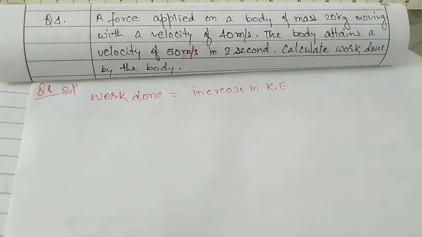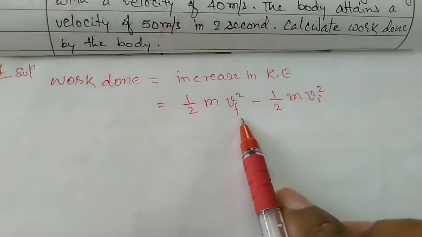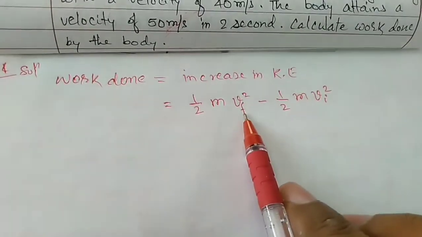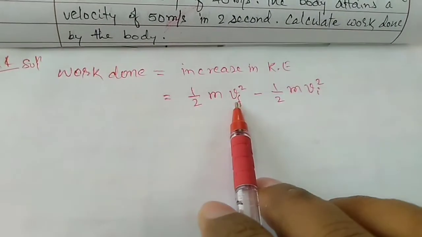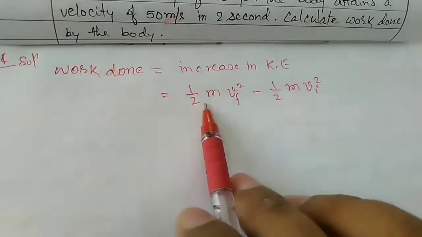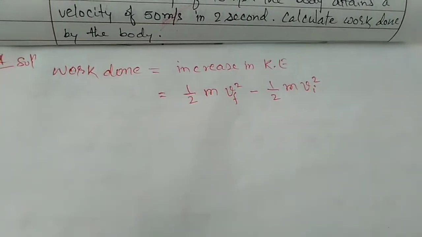So work done is equal to increase in kinetic energy. I have written the symbol, half mv square. This is the formula for kinetic energy. F for final and I for initial. Final velocity minus initial velocity. So final kinetic energy minus initial kinetic energy. Let's fill the value.